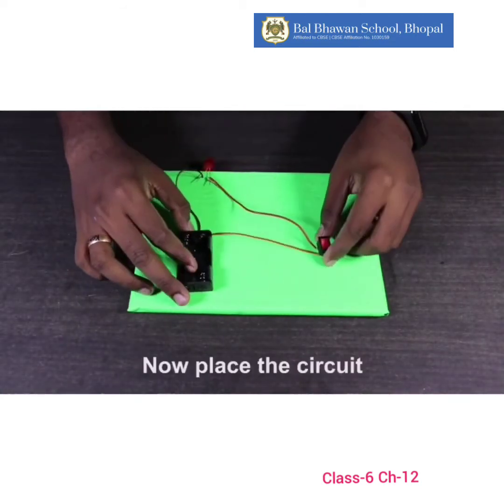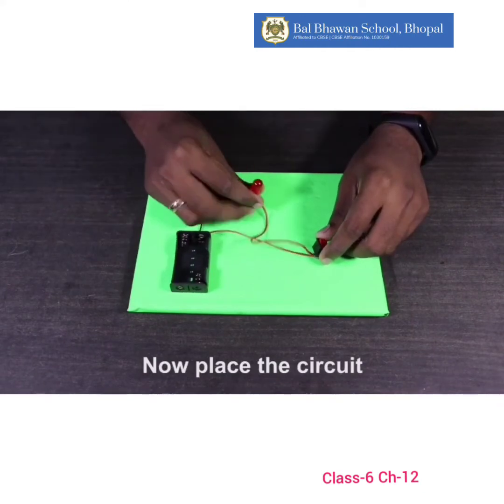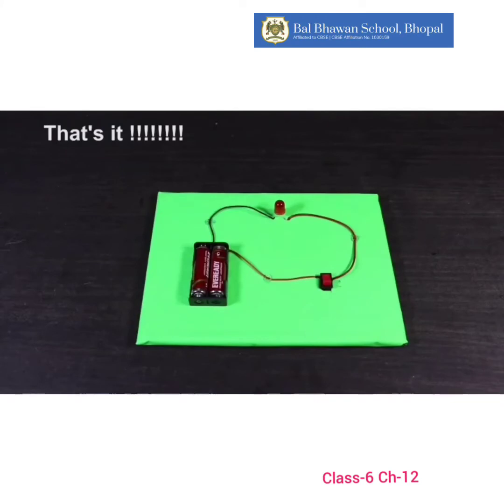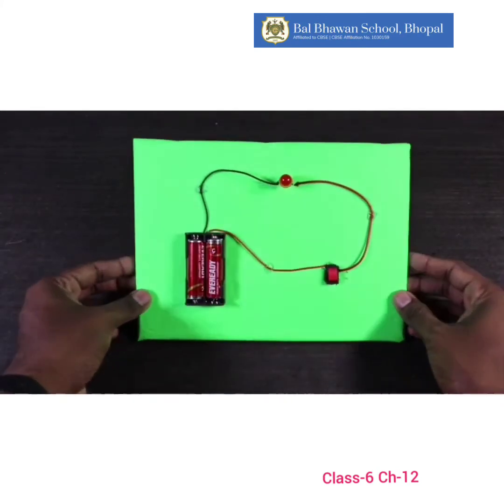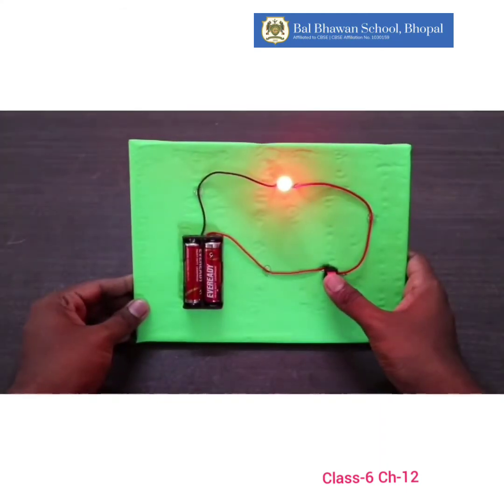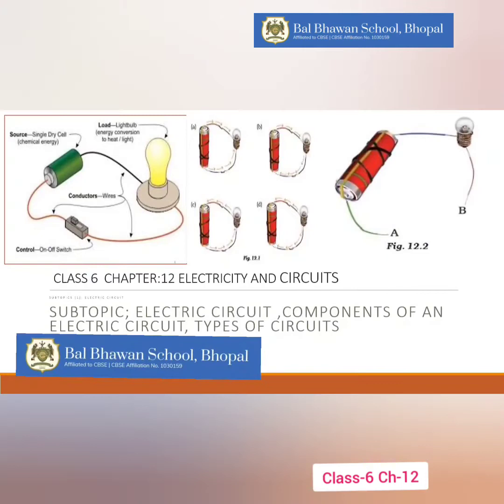Now place the components of the circuit on the thermocol sheet. Yeah, the circuit is ready. Press the switch, the bulb is glowing and our circuit is working. Press it again, check it.